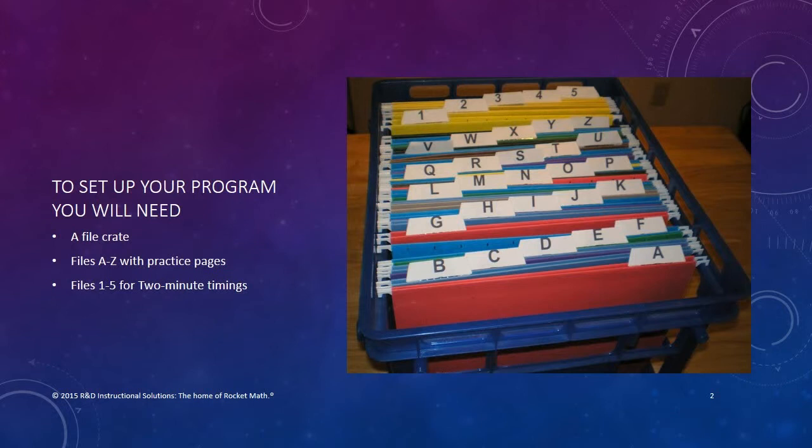To set up your program, you will need to get a file crate. Create files A to Z and fill them with about 25 to 30 copies of each practice page. Then create 5 more files, numbered 1 through 5, and fill them with class sets of the 2-minute timings.